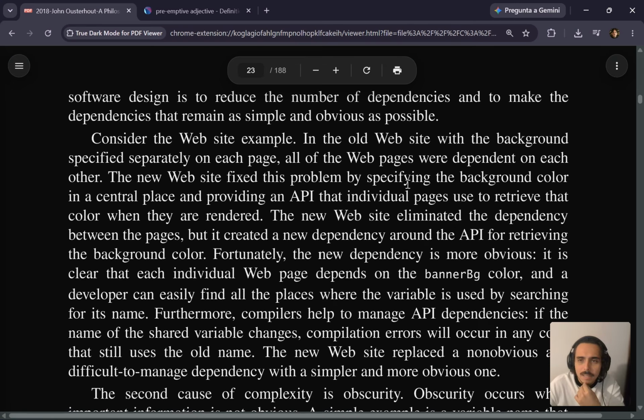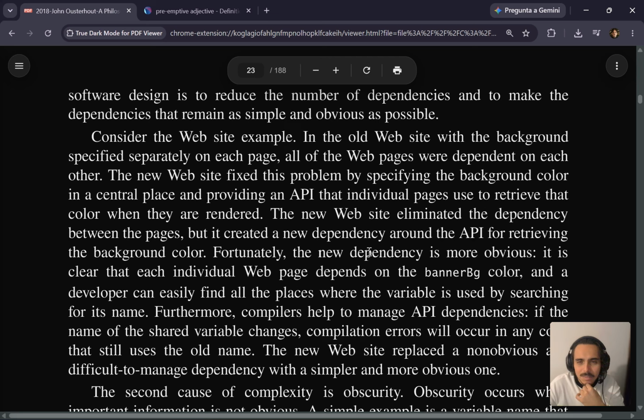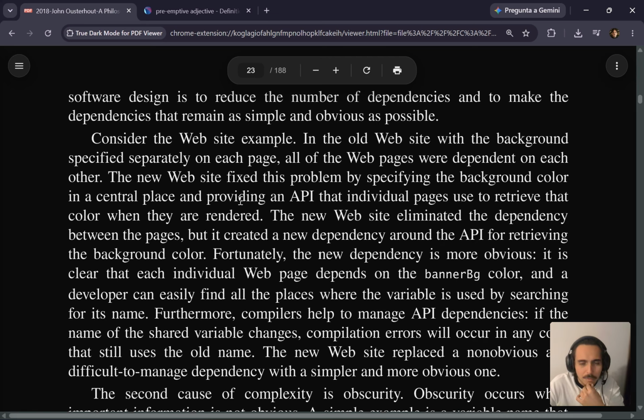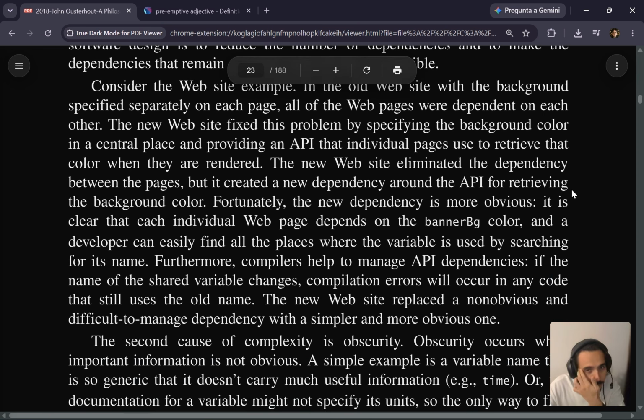The old website with the background specified. Yeah, I got it. It's simple. No, let's do it thoughtfully, as we said. Consider the website sample. In the old website with the background color specified separately on each page, all of the web pages were dependent on each other. The new website fixes this problem by specifying the background color in a central place and providing an API that individual pages use to retrieve that color when they are rendered. The new website eliminated the dependency between the pages, but it created a new dependency around the API for retrieve.